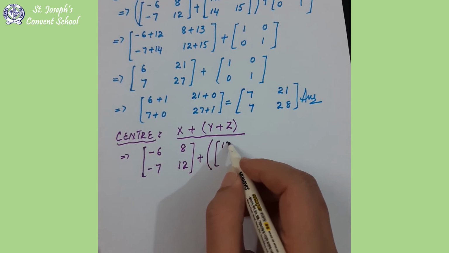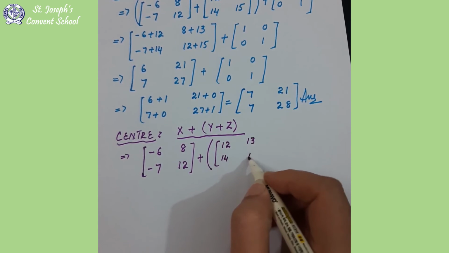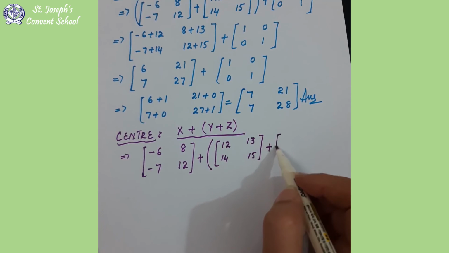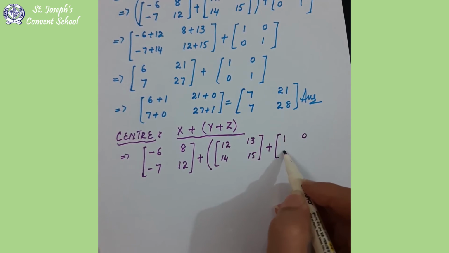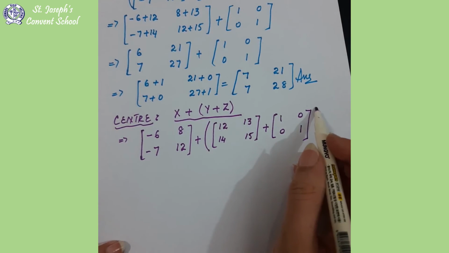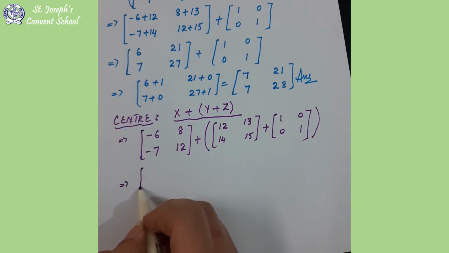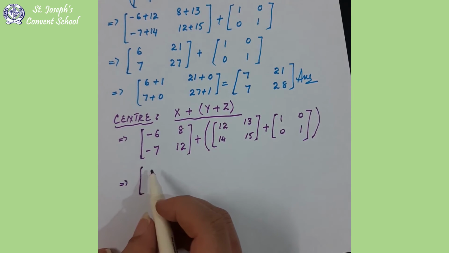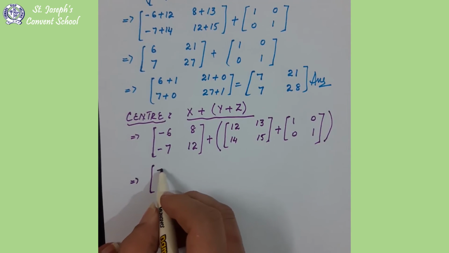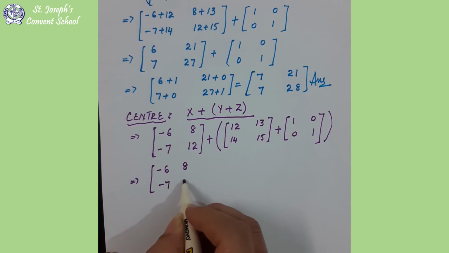Matrix Y is 12, 13, 14, 15, plus matrix Z is 1, 0, 0, 1. Okay, we'll solve this bracket first, okay? This we'll write as it is, minus 6, 8, minus 7, 12.